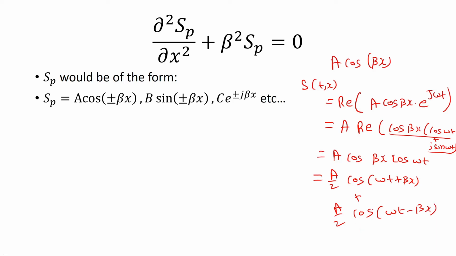This is the time domain expression if the phasor is of the form a cos beta x. Similarly, if it is a sin beta x, then I would be getting, instead of cos here, sin.